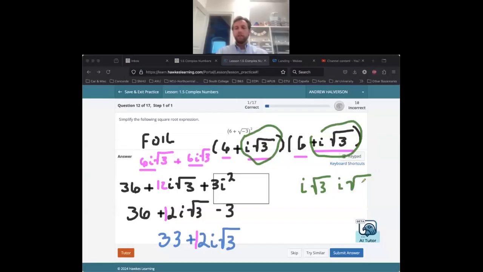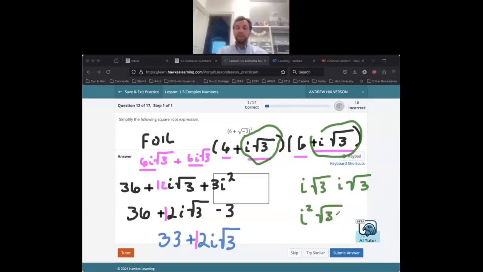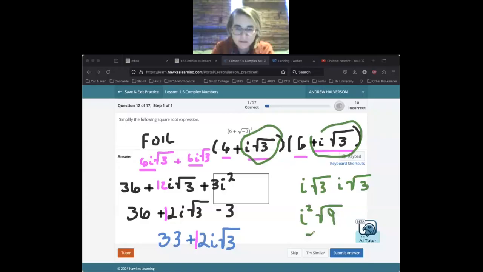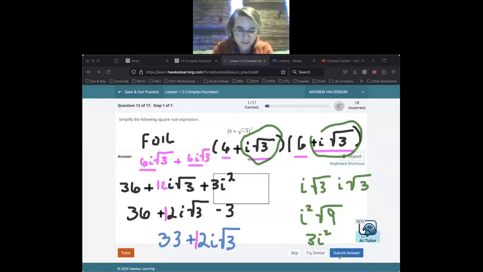So when you do that, the i's on the outside become i squared. i times i is i squared, right? Square root of 3 times square root of 3, you multiply those 3's on the inside. And what's 3 times 3? 9. And so then what's the square root of 9? 3. Okay. One moment, please. I'm going to take a picture of this because I wrote it out wrong. Okay.